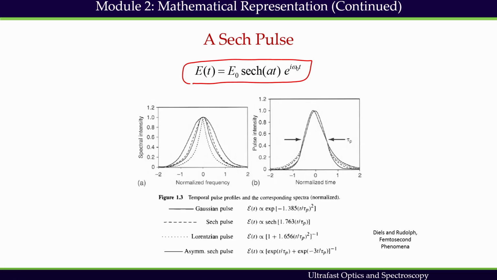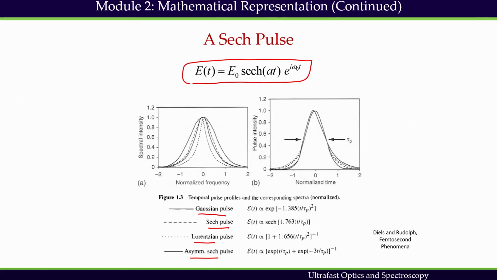So the Gaussian pulse envelope, then hyperbolic sec function, Lorentzian function, asymptotic sec function, and many other field envelopes one can assume. Depending on the field envelope, one can follow a similar mathematical formulation and get the time bandwidth product for a particular pulse shape.